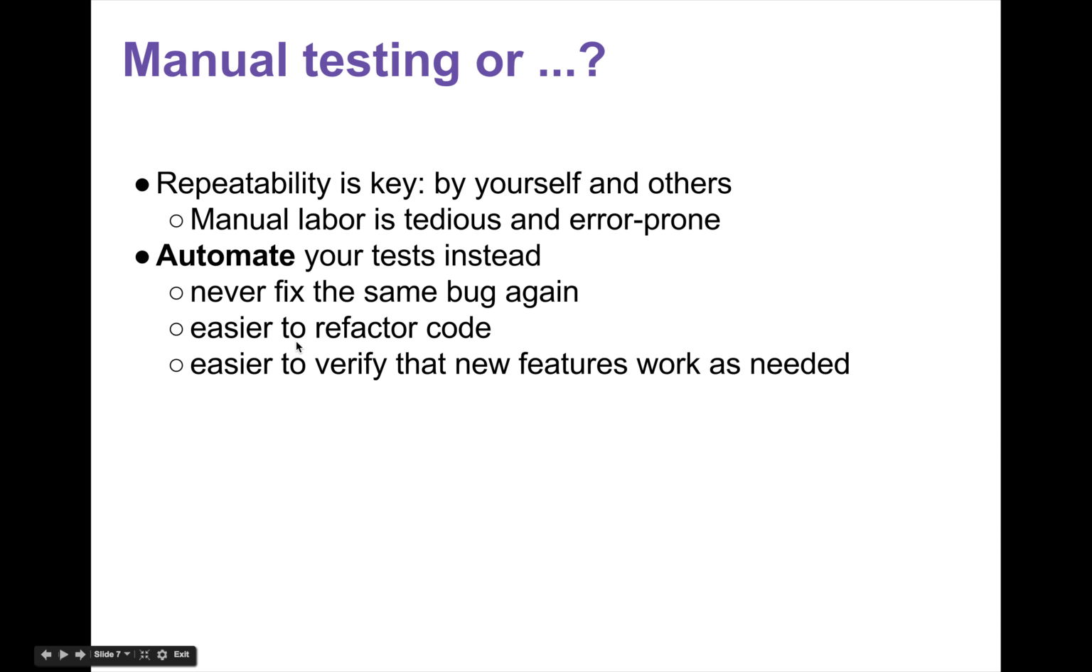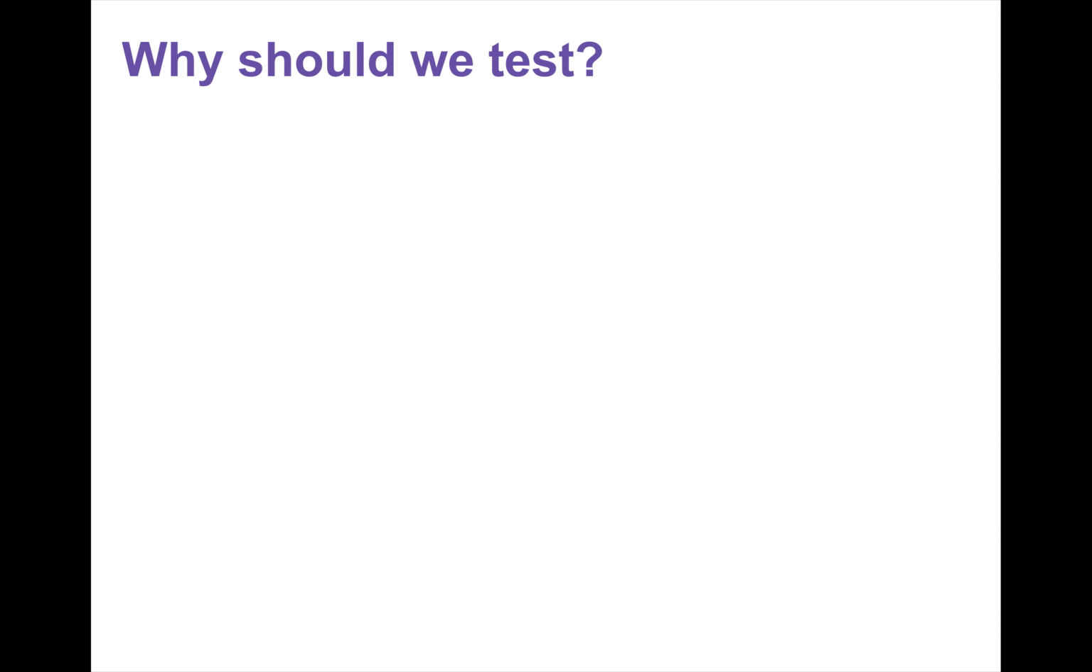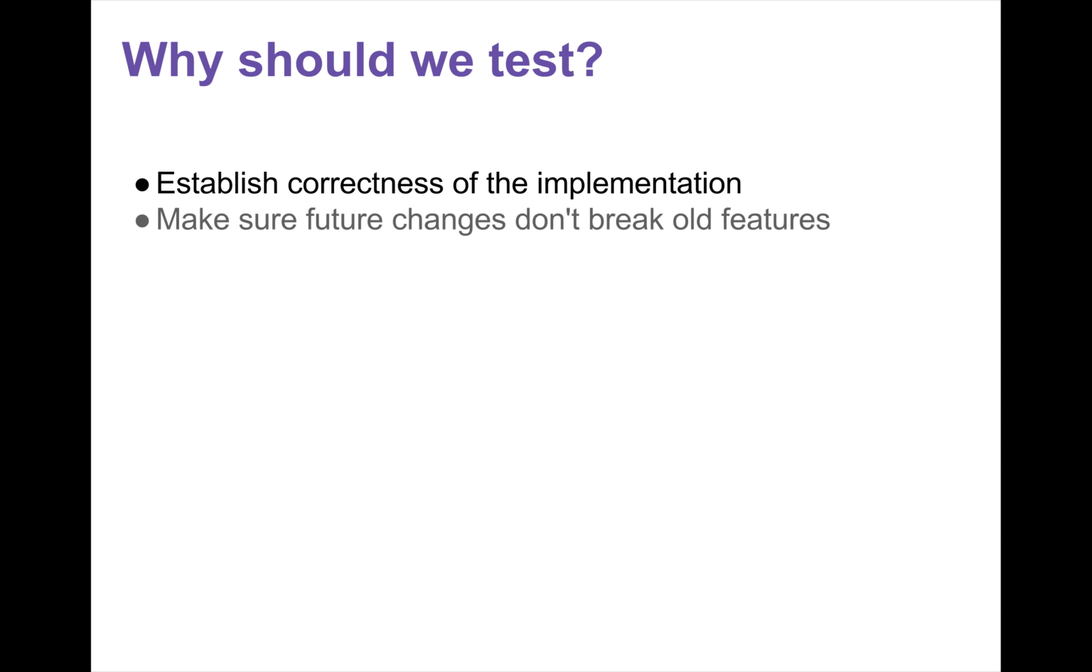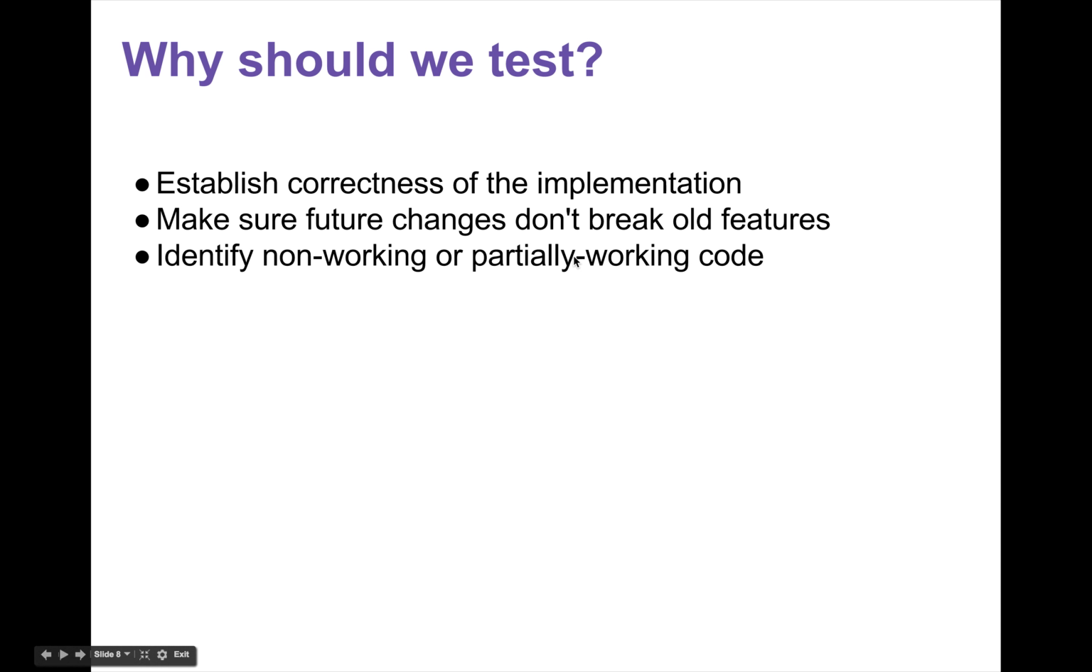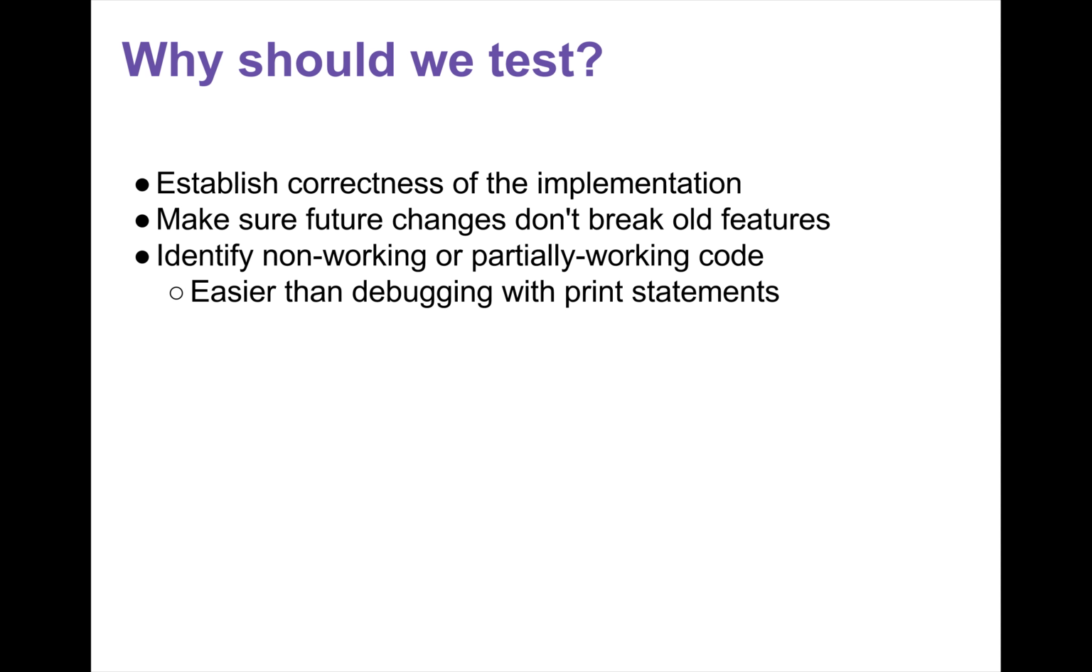And so, right, it's very cheap. Unit tests should take at most 250 milliseconds to run. It gives you high confidence that the implementation is correct. It makes sure that future changes don't break old features, and it helps you find problematic code. And you don't need to debug with the debugger or use a lot of console.log statements.